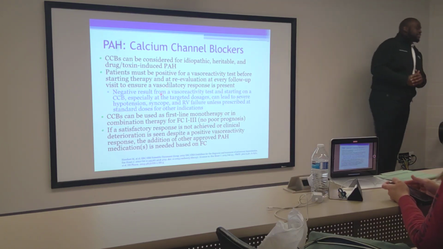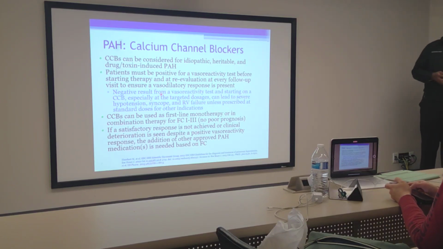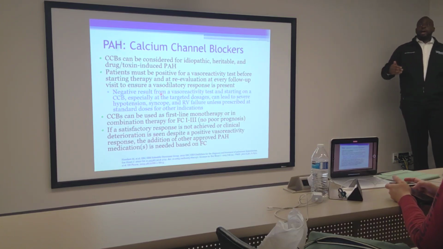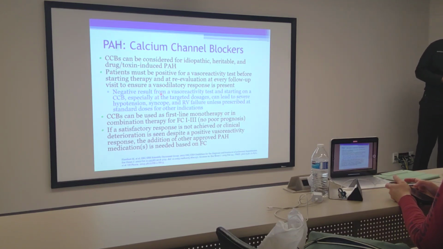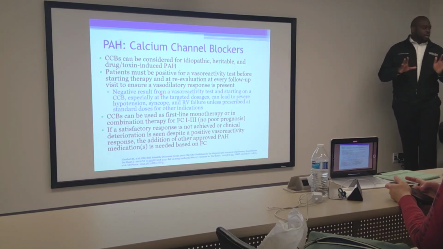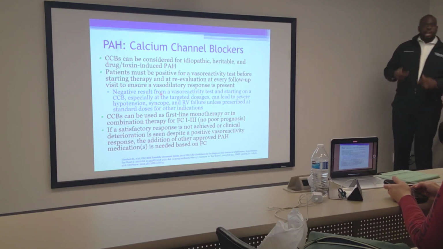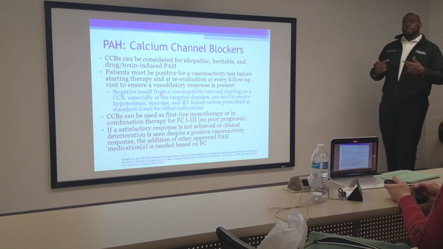Cool. So, know that your calcium channel blockers, like I mentioned earlier, can be used as first-line monotherapy or in combination for FC 1 to 3, which is functional class 3 without poor prognosis. Know that once we see that a satisfactory response is not achieved, or clinical deterioration is being seen while on that calcium channel blocker therapy, despite having a positive test, we start checking at every follow-up visit, then we need to start adding other agents from different classes on board to help manage the patient.